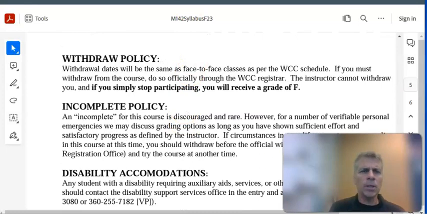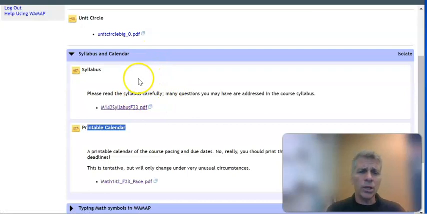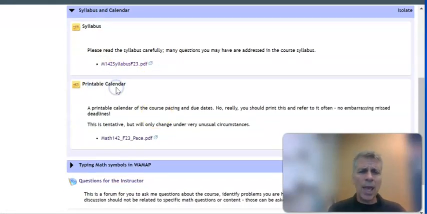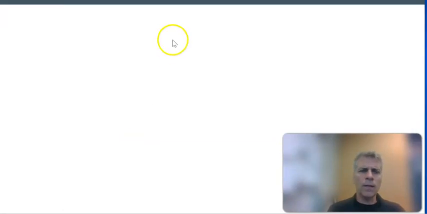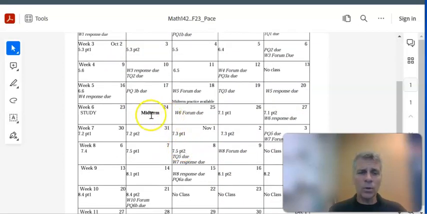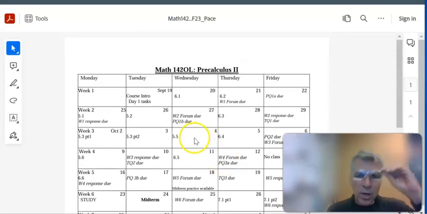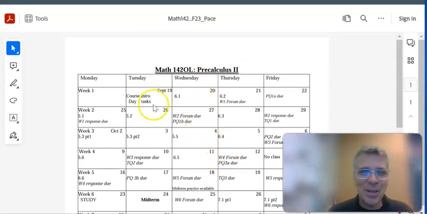Okay, I'm going to close up the syllabus, and you can look at that as you get a chance. And there's a printable calendar. So here is the pacing for the course. This is something that is worth printing. If you'll take a peek at this, this is everything for the course. Notice there's the midterm, there's the final.